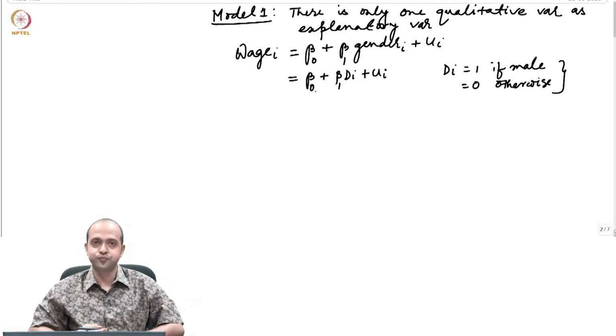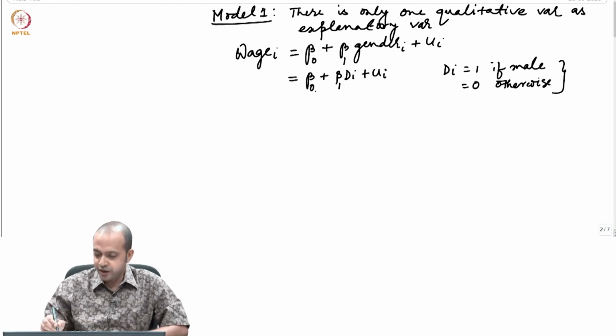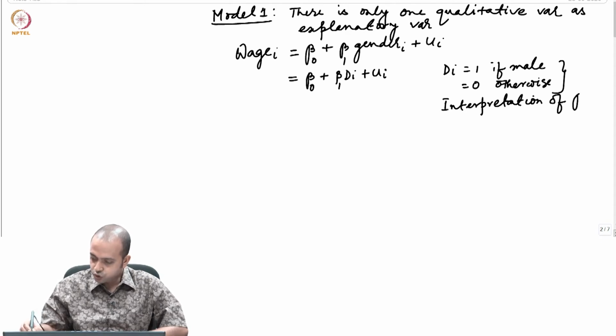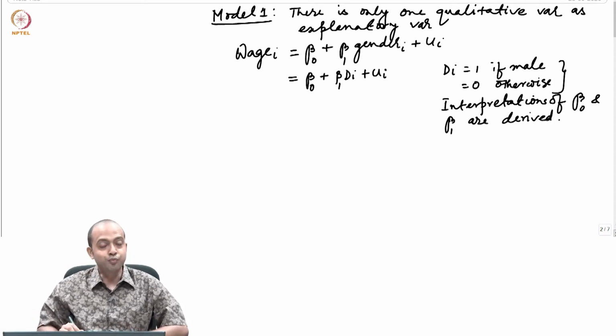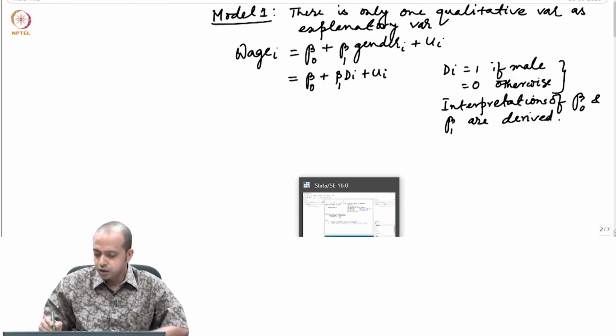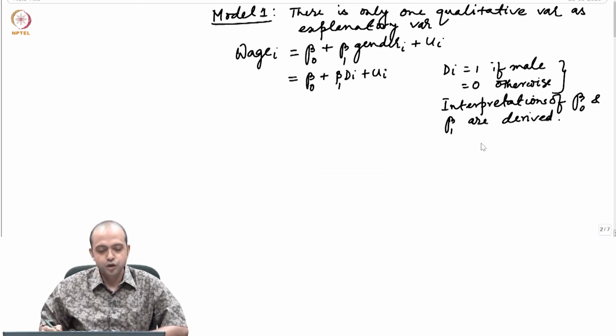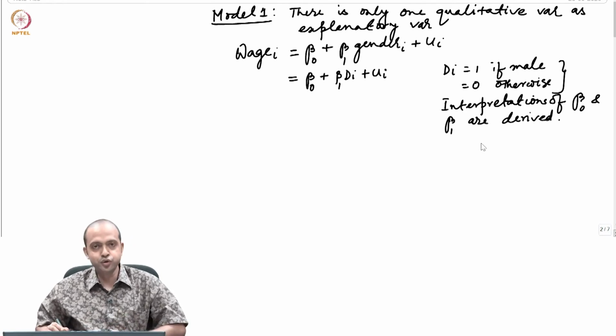But here in the context of dummy variable, I will write it here that interpretation of beta 0 and beta 1 are derived. So, that means you must derive the interpretation as there is no standard interpretation available. Okay? That is the reason whenever you get a dummy variable model, the first step is to derive their interpretation and then you estimate the model. Without knowing the interpretation, you should not estimate any model involving dummy variable. So, in this model also, we will first try to derive the interpretation.